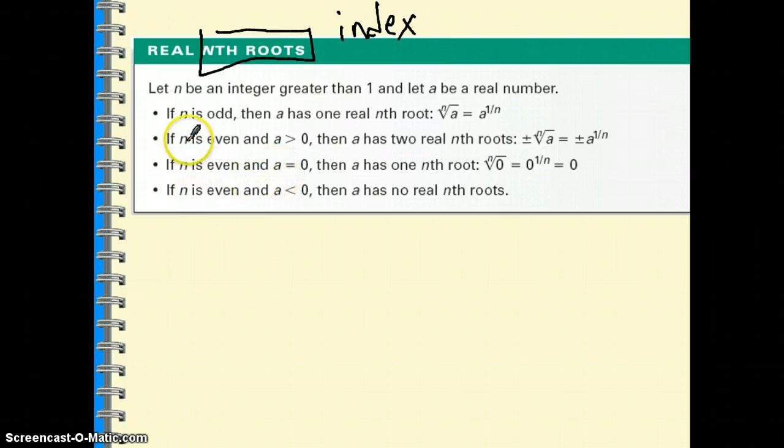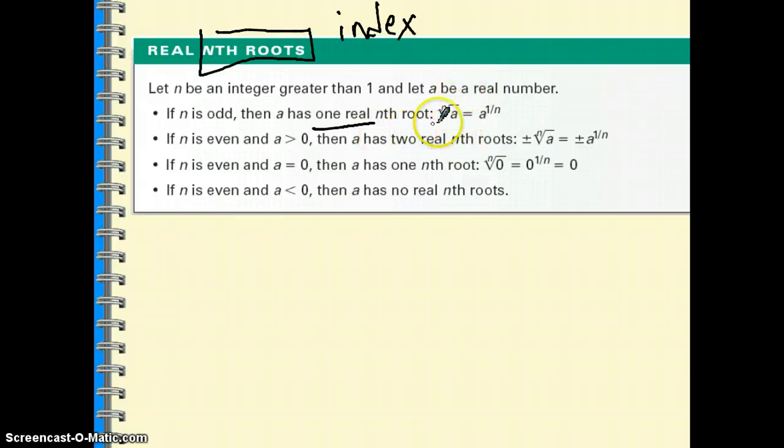So there's a few rules here. First off, if n is odd, then a has one real nth root, and this is important: for all odd indices, a only has one real root. We read this notation as the nth root of a, or in other words, we write it as a to the 1 over n. That power, that rational exponent 1 over n, is another way of writing our radical notation.